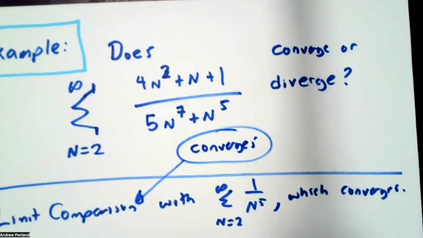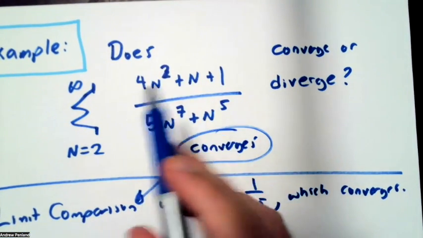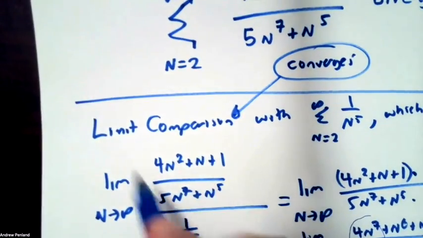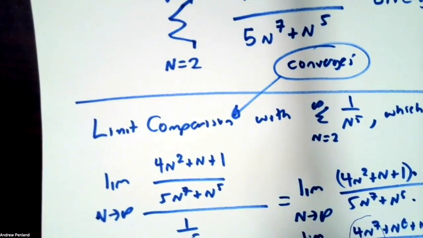And this is an example of one where it's a lot cleaner to work with the limit comparison test than it would be with the regular comparison test.